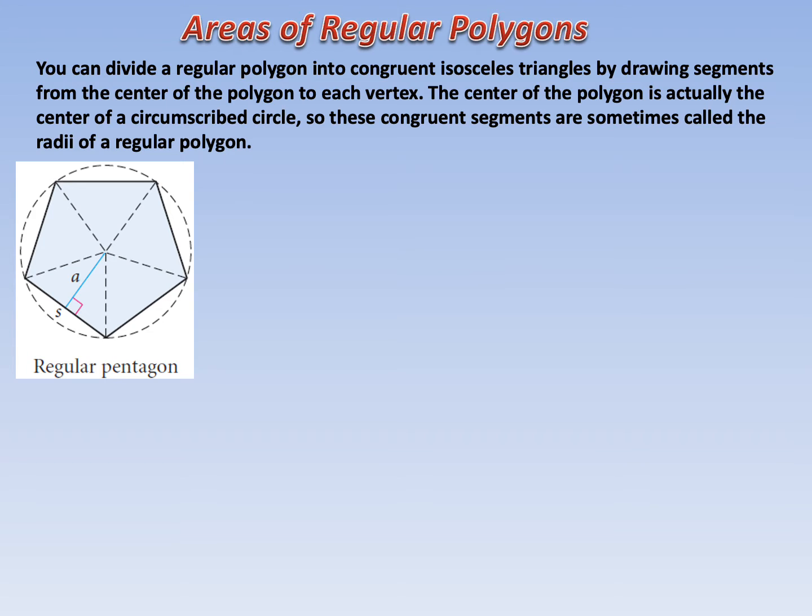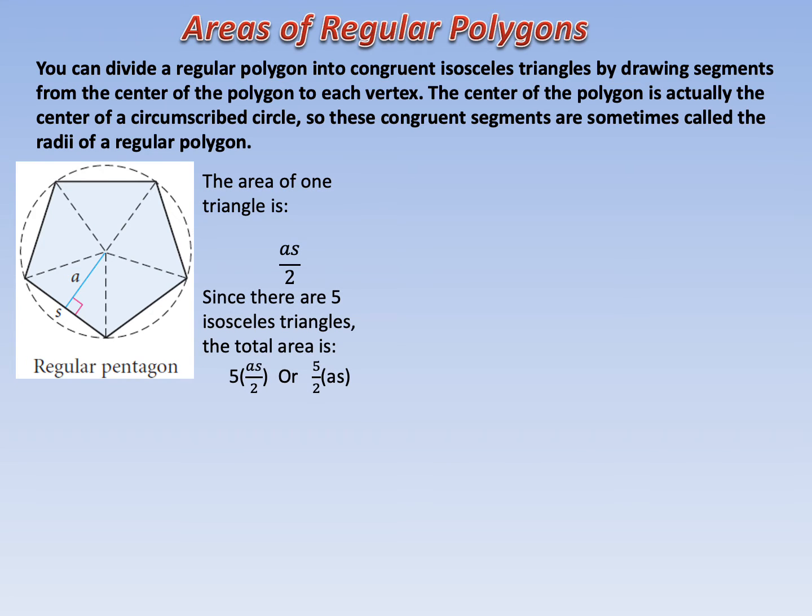And we know we can find the area of a triangle by multiplying half of the base times the height, which, if we were looking at one of those triangles there, we would get the apothem times the side divided by 2. And since there are 5 of those triangles, if we multiply that whole value times 5, we end up with the area of the entire polygon.